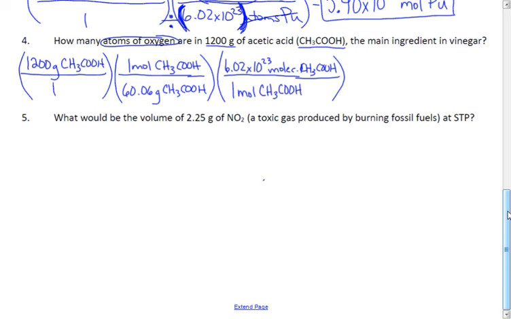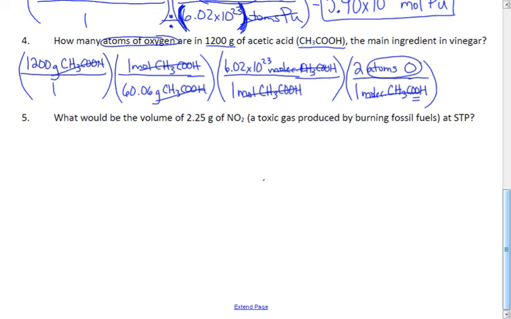So we're almost done. We have one more conversion. If you have just one single molecule of acetic acid, look at the formula for it, CH3COOH. How many of those atoms are oxygen? There's 2 of them. So we'll have 2 atoms of oxygen for every single molecule of it. Make sure your units cancel. We've got grams, grams, moles, moles, molecules, molecules, and we'll be left with atoms of oxygen.